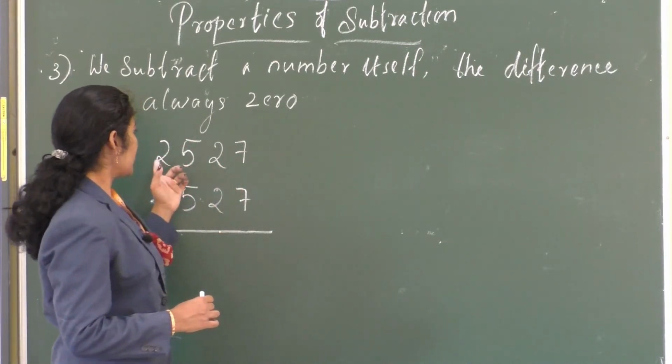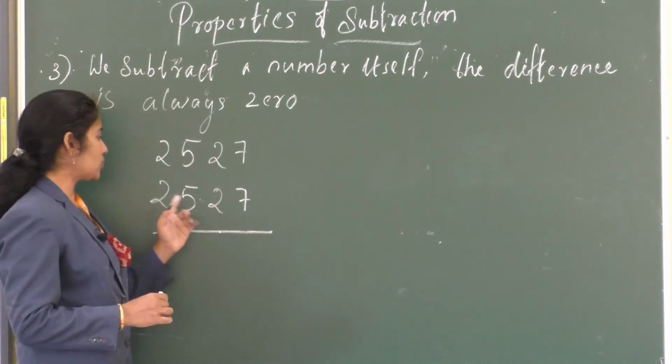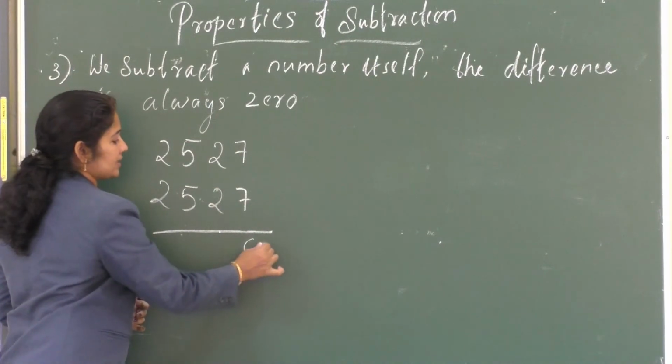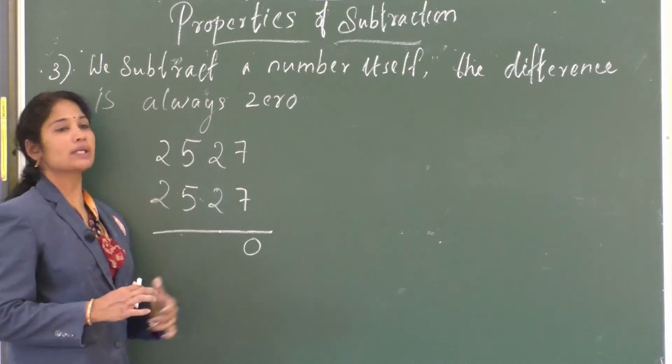Next property is when we subtract a number from itself, the difference is always 0. We have got a number 2527 and 2527. When we subtract, we'll get 0. Hope you understood properties of subtraction.